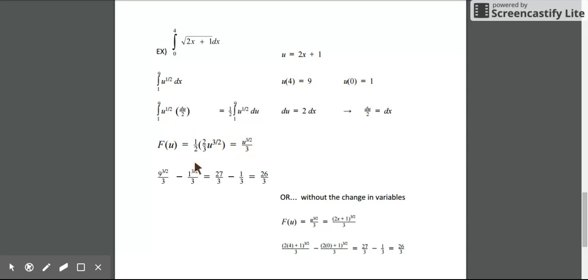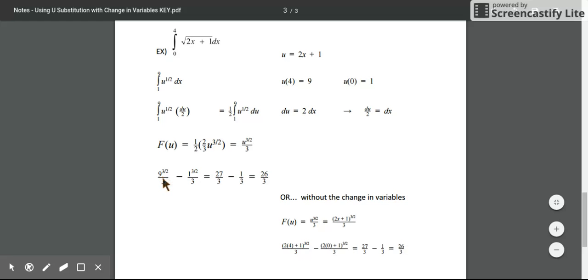So if I plug in 9 first, 9 to the 3 halves divided by 3, minus plugging the 1 into the antiderivative, we get 1 to the 3 halves over 3. Let's simplify that. The square root of 9 is 3, and 3 cubed is 27. The square root of 1 is 1, and 1 to the 3rd power is 1. So 27/3 minus 1/3 is 26/3.